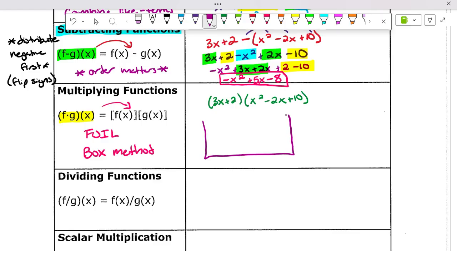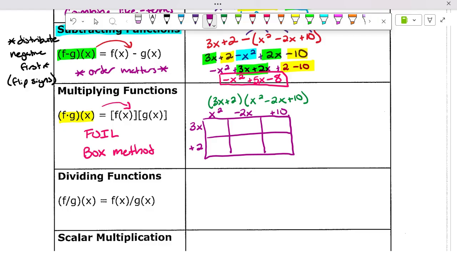So your box is however many rows one of your functions has. The first function has 2 terms, so I'm going to have 2 rows. I'm going to put a term per row, so 3x and then plus 2. And then across the top, however many terms you have, that's how many columns you have. So I have 3 terms in the second, so I'm going to have 3 columns. I'm going to put a term per column, so x squared, negative 2x, plus 10.